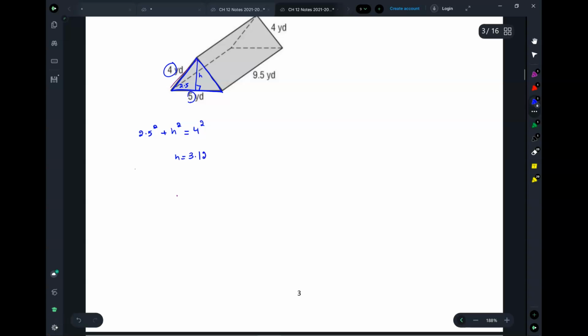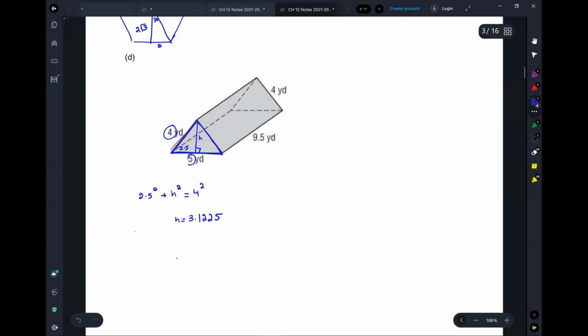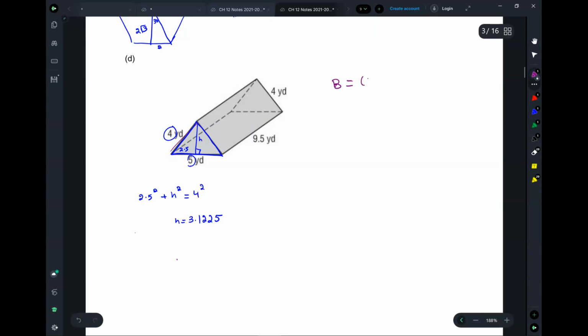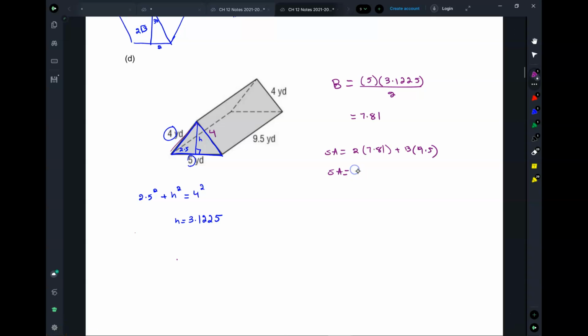3.1225. Good. Okay, so the base area then is half times base times height, right? So 5 times 3.1225 all over 2. This is 7.81. All right. Go ahead and take that and put it into the surface area formula.